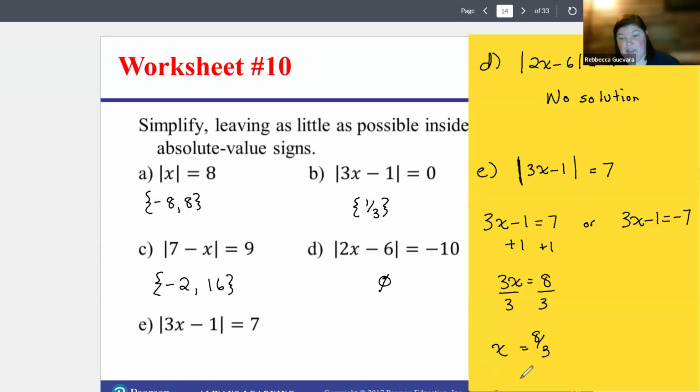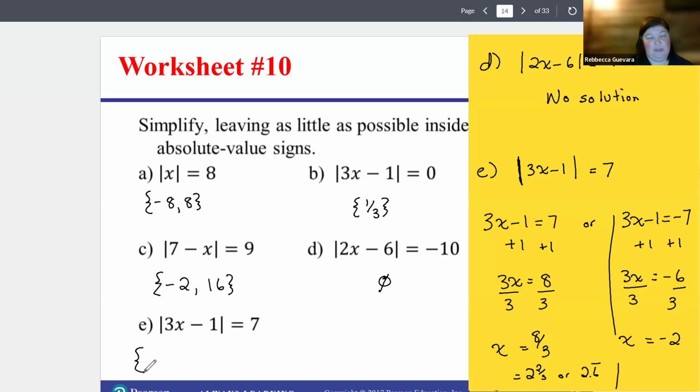And if you don't like that answer, your other two options are 2 and 2/3, or 2.6 repeating. If I do the other side here, this is my 3x minus 1 equals negative 7. Add 1 to both sides. You get 3x is equal to negative 6. Divide both sides by 3, and we get x is equal to negative 2.